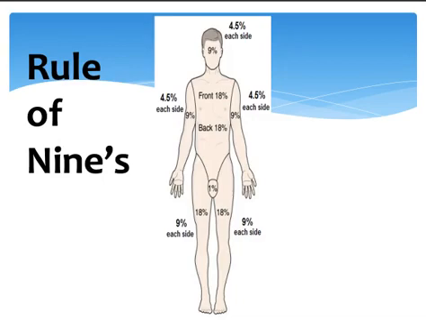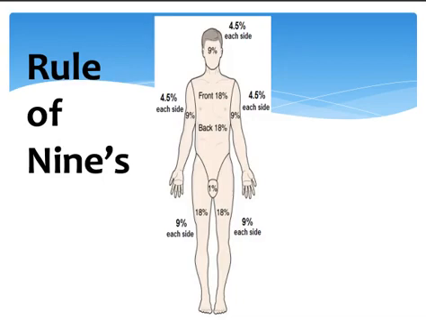Genitalia counts 1%. 1% for there. When you move down to the leg, the whole right leg is 18%, whole left leg is 18%. So again, if they were burned just on the anterior part of their left leg, that's going to be 9, because half of 18 is 9.